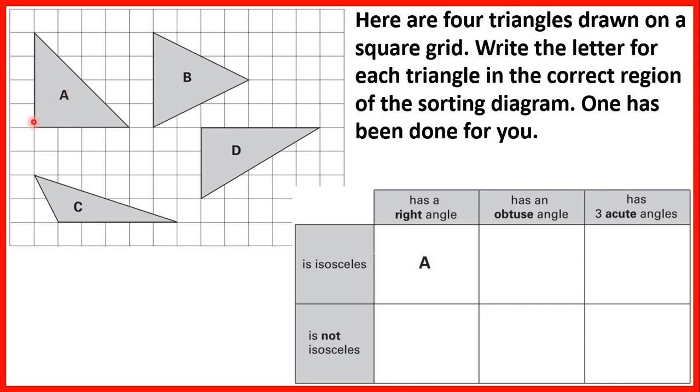And it has a right angle here in this corner because a right angle is the same size as the corner of a piece of paper or the corner of this screen. So let's look at triangle B. We can see that it has two sides the same length, so it's isosceles, but it does not have a right angle. It has 3 acute angles, because all the angles in triangle B are smaller than a right angle.